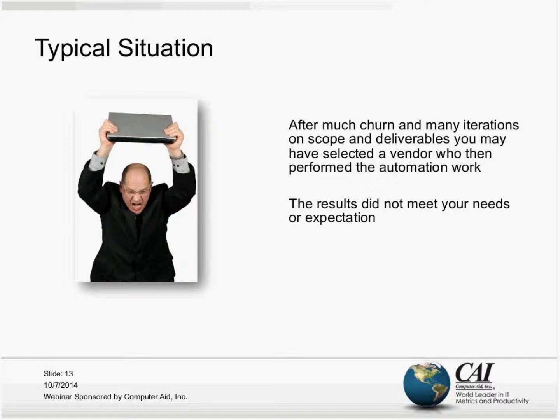So all the vendors, you've discussed with a bunch of them. You've triaged them down after much churn and many iterations on scope and deliverables. You might have selected a vendor who then performed the automation work, or maybe a team internally did the automation work. And when the automation work was over, the results did not meet your expectations. In other words, you spent all this time and money to automate your inefficient manual regression test suite, and all you got was an inefficient automated test suite, and it just didn't meet your expectation.